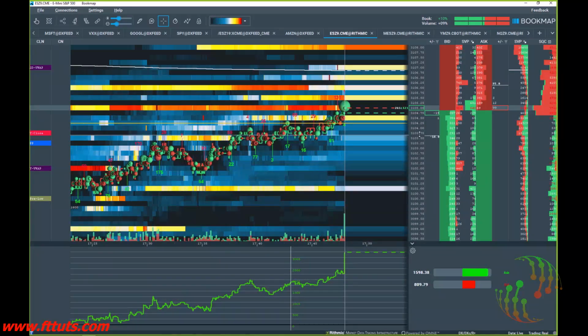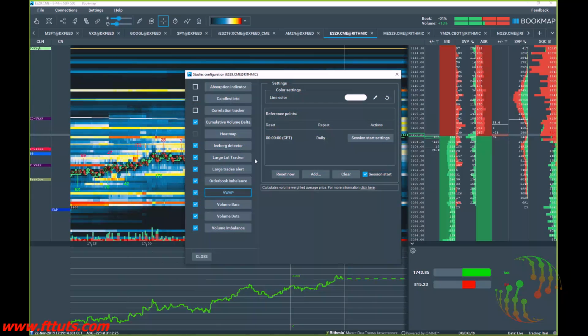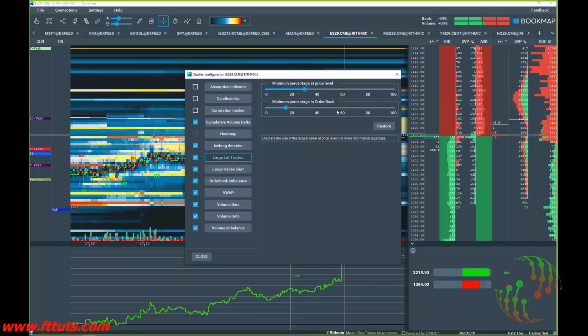It depends on your settings here. With the large lot tracker, you can set a percentage: what do you want to see? The lower the percentage, the more vertical lines you have.